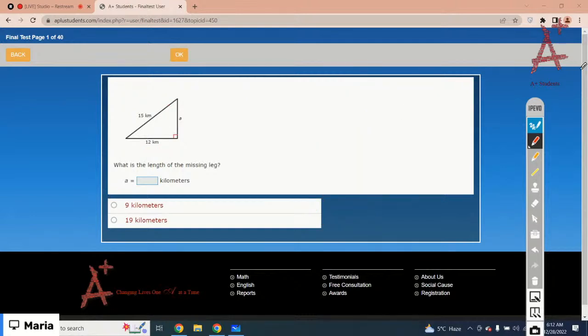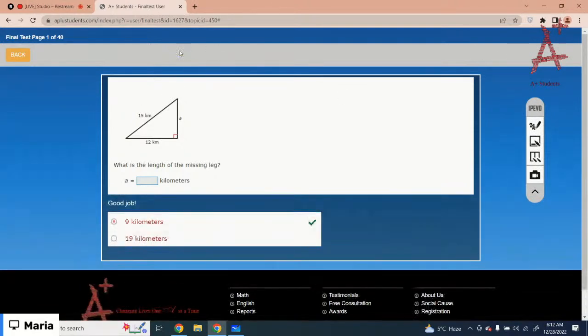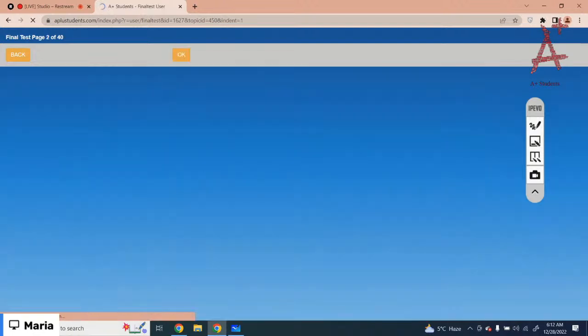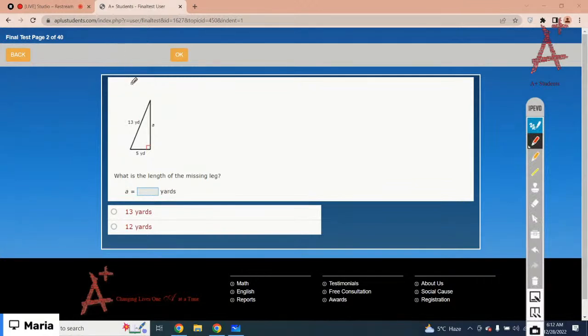Just select the correct option and click on the OK button. Okay, again, you are given with the right angle triangle. You have to find the missing side length. So you have to use the Pythagorean theorem. This is C. This is B.